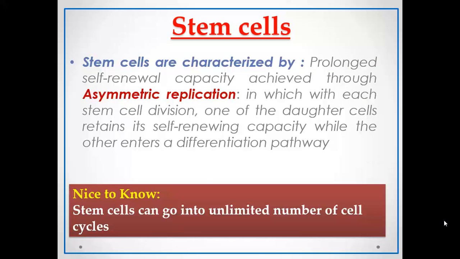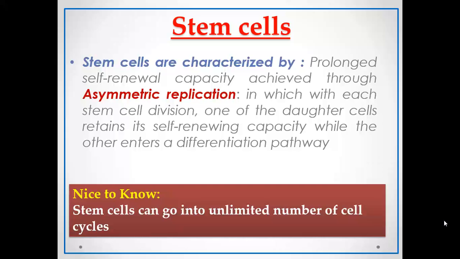However, there are types of stem cells. Stem cells are characterized by prolonged self-renewal capacity achieved through asymmetric replication, in which with each stem cell division, one of the daughter cells retains its self-renewing capacity while the other enters a differentiation pathway. What does that mean? Okay, stem cell.